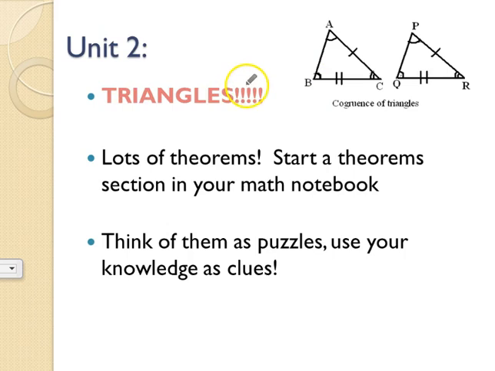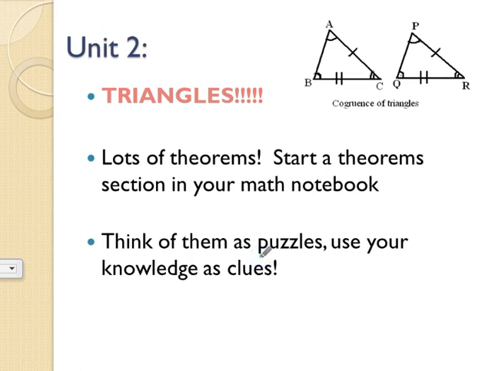And Unit 2 is all about triangles. So in Unit 2, you're going to be learning lots and lots of theorems and postulates. So what would be very helpful is to start a theorems section in your math notebook. So start a section where you know you can keep adding to it, really from here on out till the end of the school year. That way, when you're working on assignments and you're like, ooh, what was that theorem? You can go back to the theorem section in your math notebook and find that really quick.